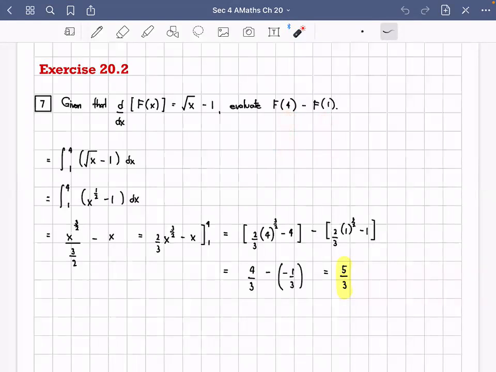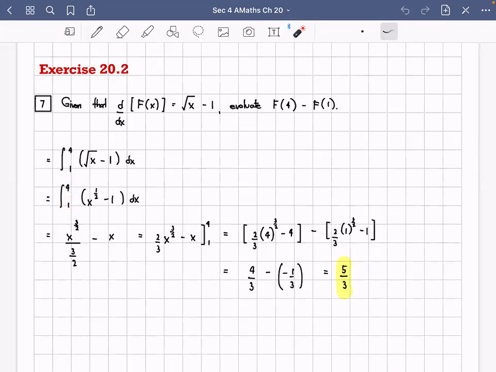So how do you write this? The antiderivative of root of x minus 1 from 1 to 4. So what did I do first? I rewrite root of x as x raised to 1 half, minus 1, from 1 to 4.